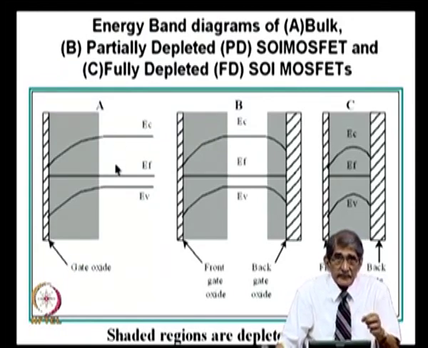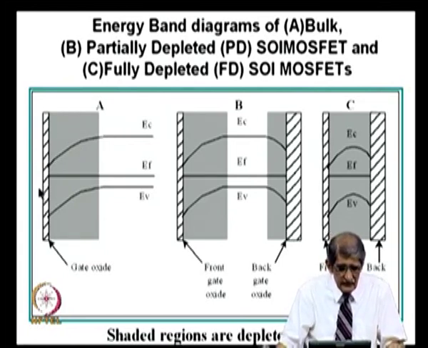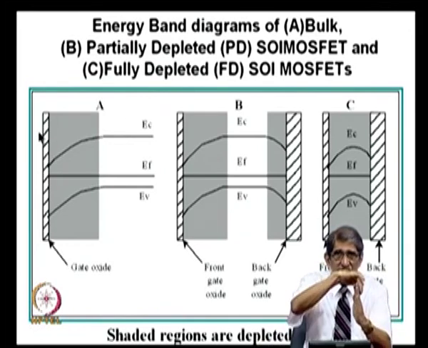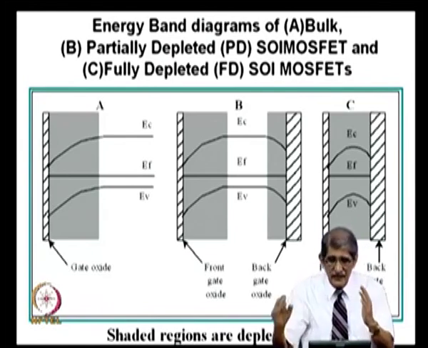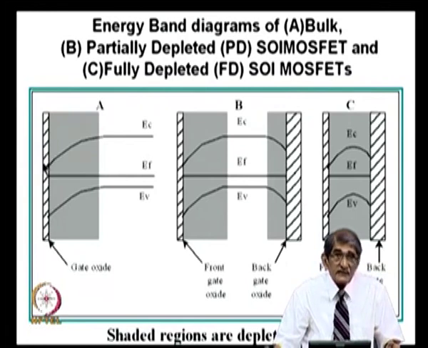This is a diagram which tells you the energy band diagram. All of you are familiar with the energy band diagram. This is the bulk MOSFET, put upside down that way: gate, oxide, substrate. So, gate is there, and the shaded region is the oxide. This is the depleted region. You can see in the depleted region the energy band diagram bends upwards because the field is in that direction.